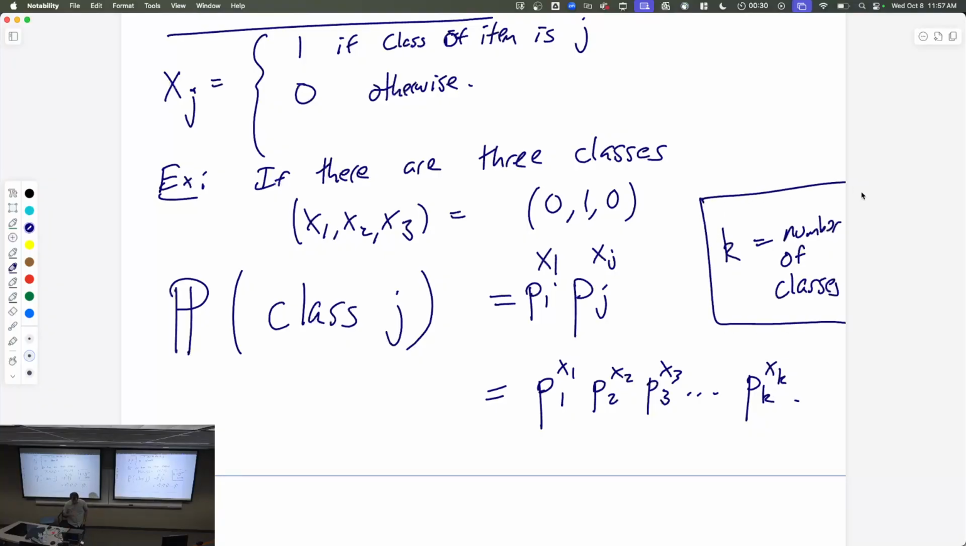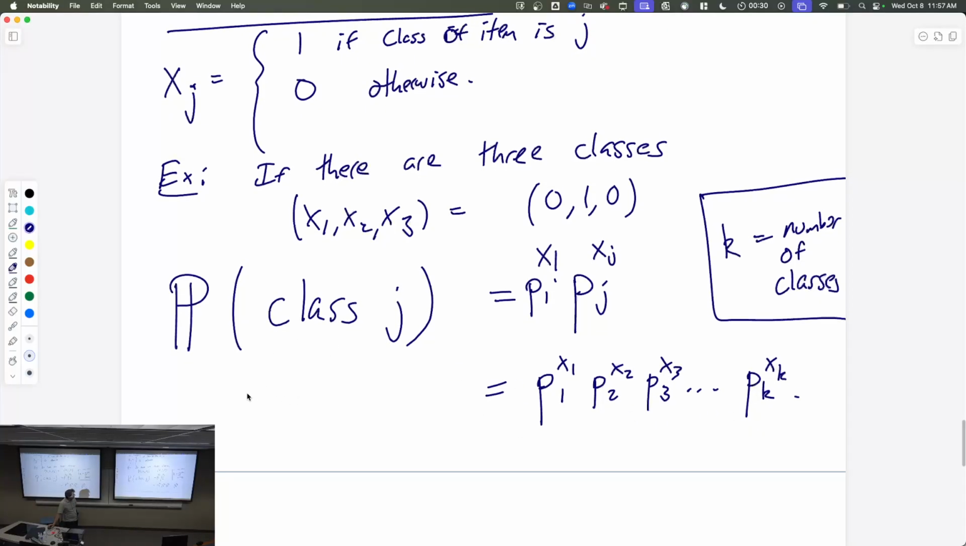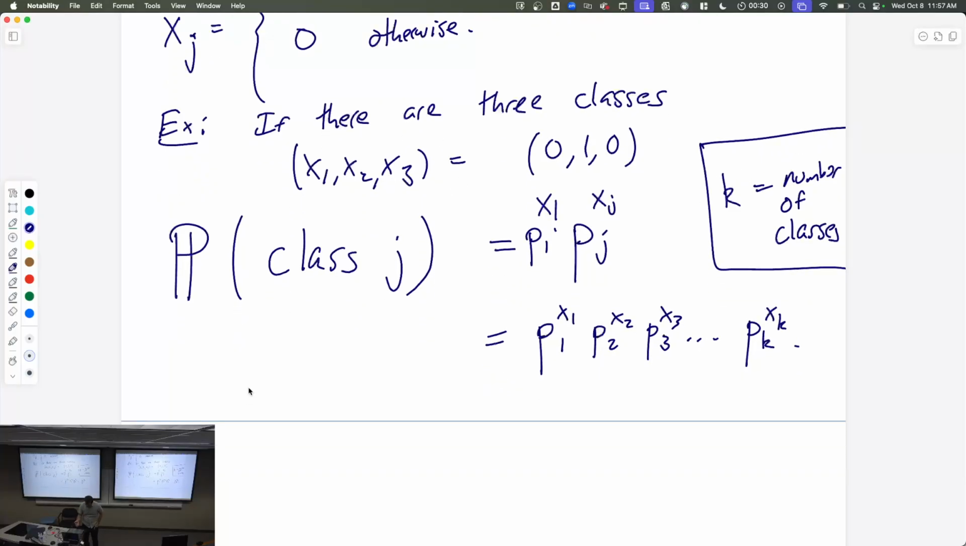Okay. And the point of writing it this way, it seems very dumb. Most of these are 0, right? Of x1 to xk, only one of them is non-zero. And the one that is non-zero is the one that goes with the probability we want. So the probability of being in class J is this crazy product. And the reason this is nice is because when I take the log, it's going to become a nice thing.